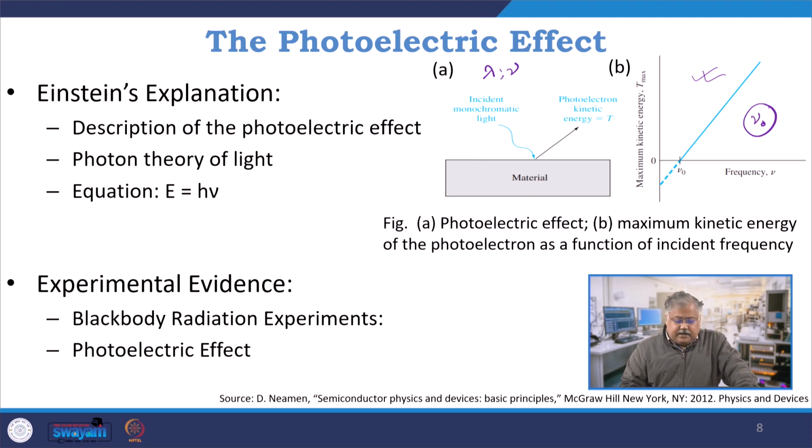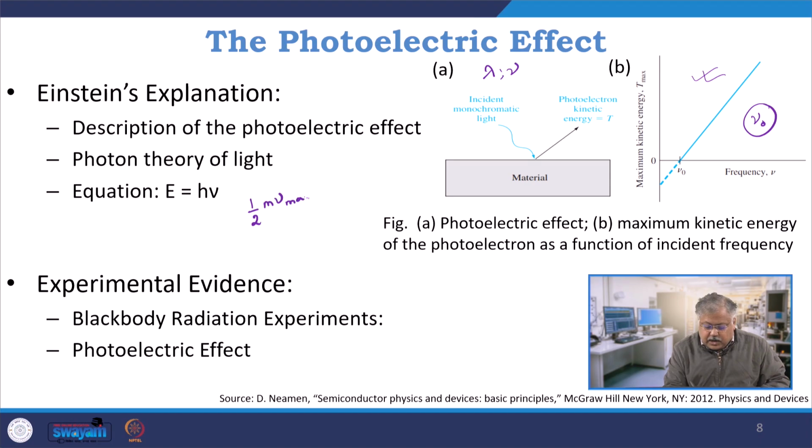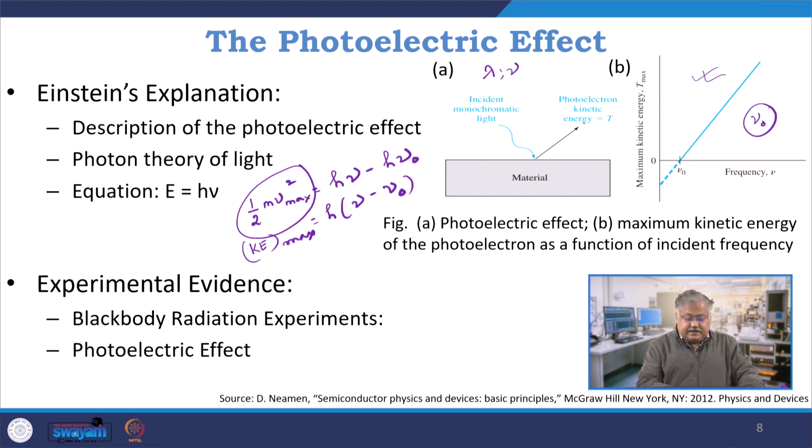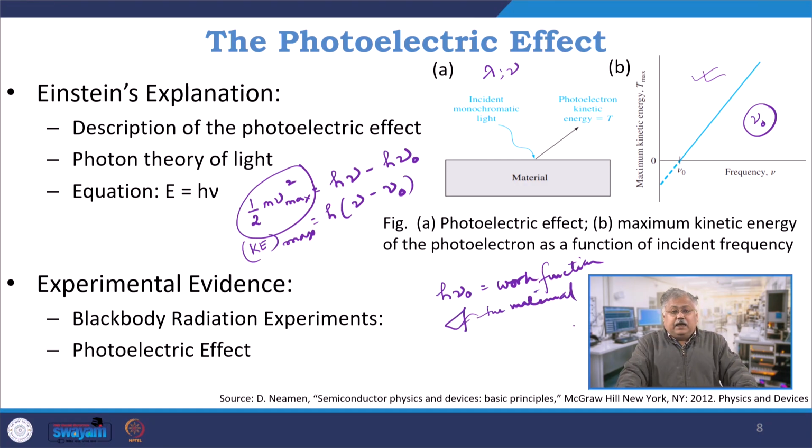So what Einstein found was that half m v max square, the kinetic energy of the maximum photoelectron, is equal to h nu minus h nu naught, therefore h times (nu minus nu naught). This was predicted. This h nu naught is referred to as the work function of the material.